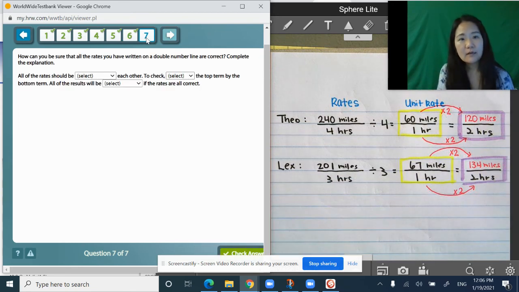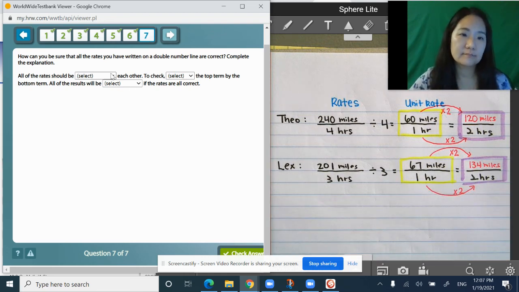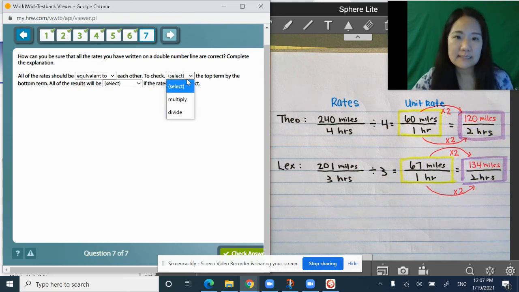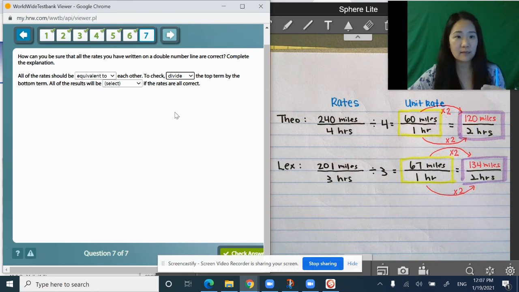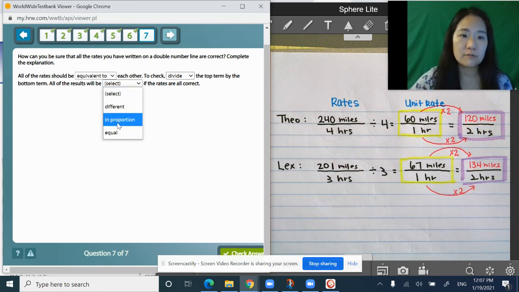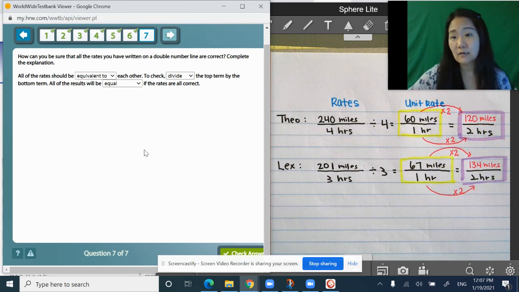Last one. How can you be sure that all the rates you have written on a double number line, remember double number line, are correct? Complete the explanation. All of the rates should be equivalent to each other. Remember, equivalent rates or ratios. To check, you will divide the top term by the bottom term. Hopefully you remember. Divide the numerator by the denominator. All of the results will be equal if the rates are correct.